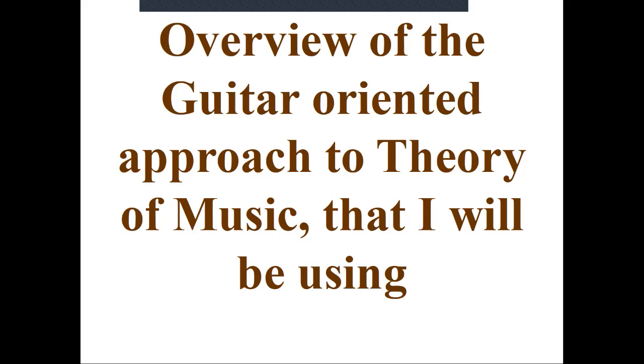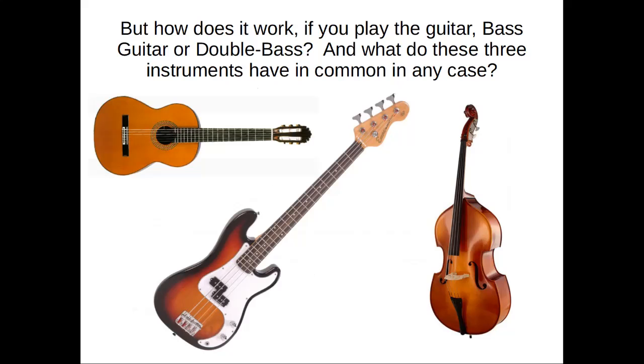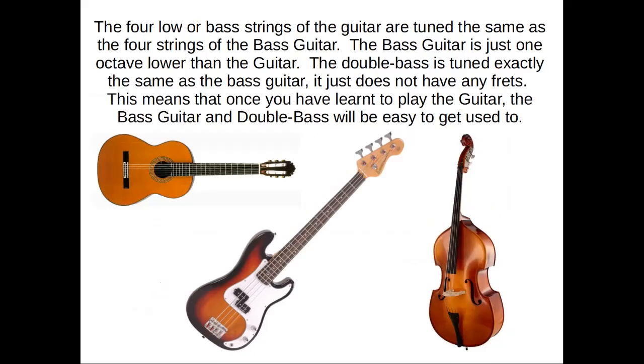I'm going to start off by giving you an overview of the guitar-oriented approach to theory of music that I will be using. Traditionally, we are taught how the notes on the piano keyboard map to the notes on the written score, which is good. But how does it work if you play the guitar, bass guitar or double bass? And what do these three instruments have in common in any case?